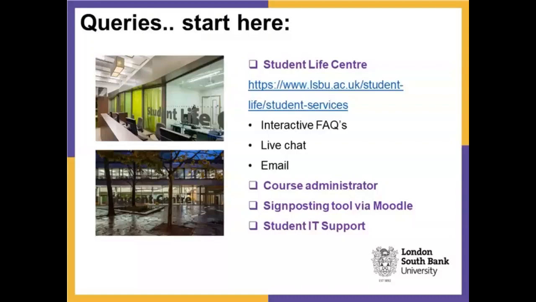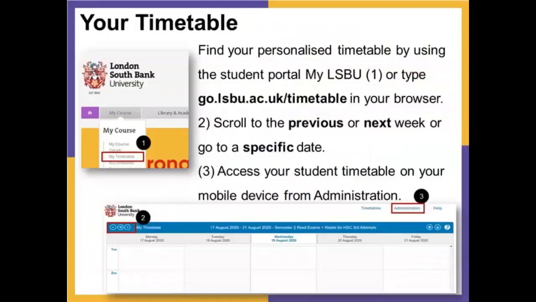There's a question, how do you download your personalized timetable to your phone? Is there an app for that, or will it be different for each Moodle page? I'm not sure. I think from the student portal, that's My LSBU, there is a link to your timetable, or you can use the link that we said, go.lsbu.ac.uk/timetable. Then there's a button on the top right, and it says administration. From the administration button, it'll ask you for the mobile number, and then it'll push it to your mobile device. Thanks for that. So look for the administration button on the top right.